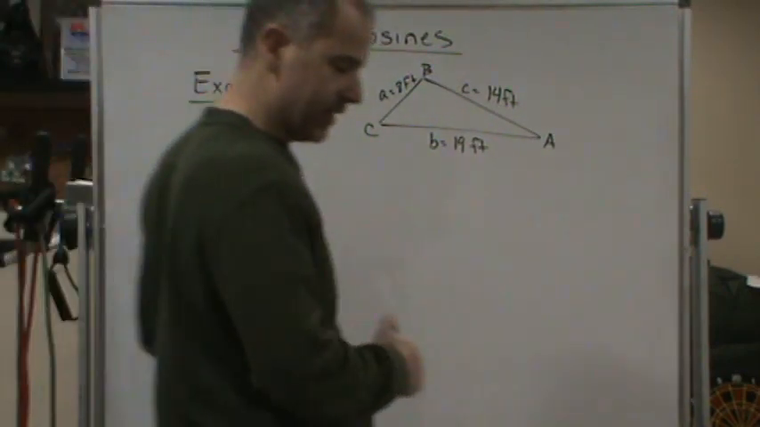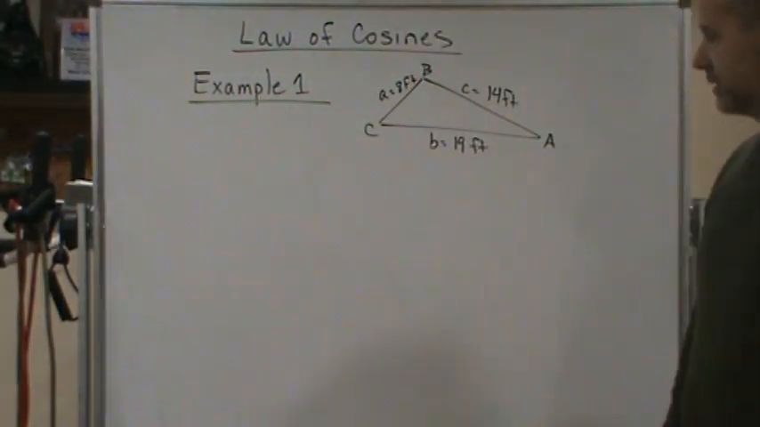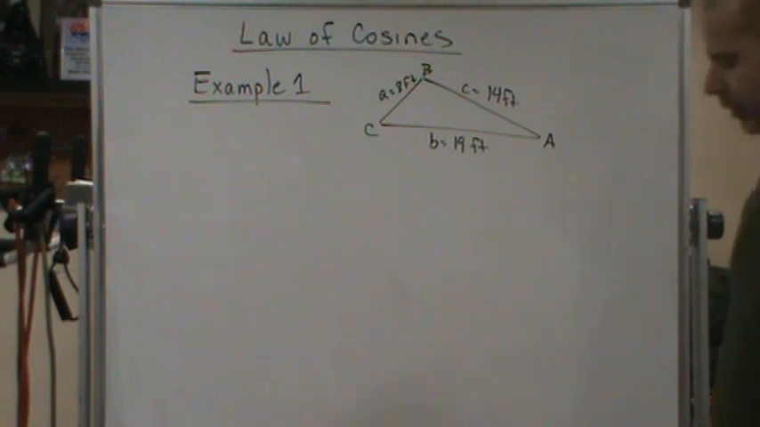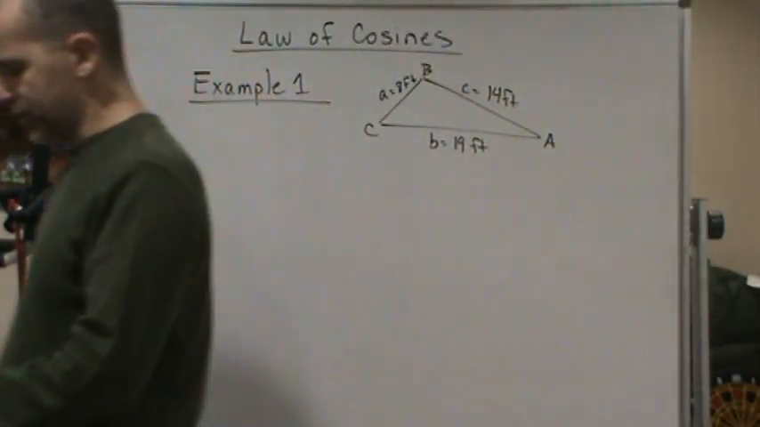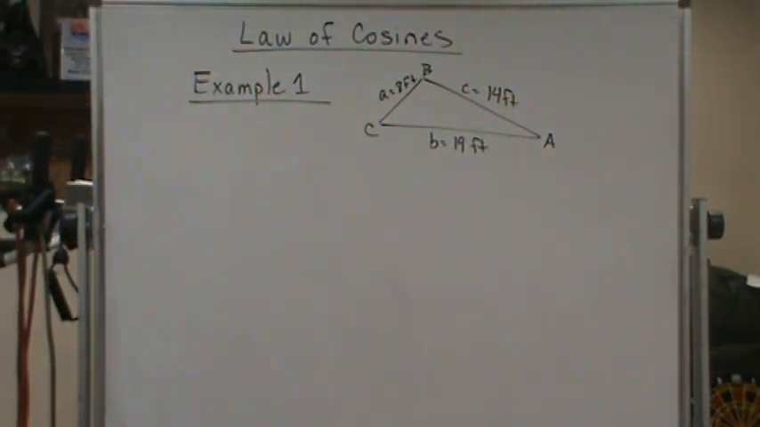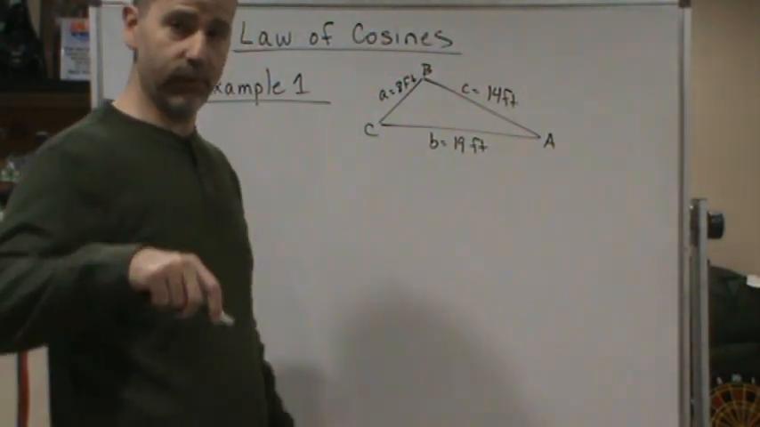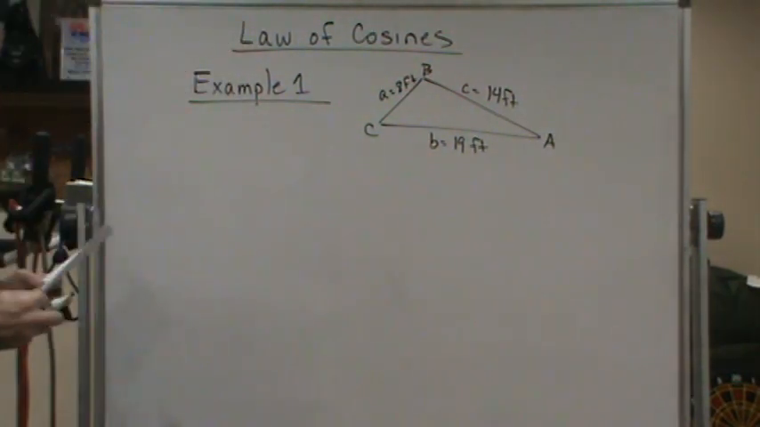All right, so here's example 1. In this case, we're given a triangle with 3 sides, and we know the lengths of all 3 sides. We're going to use the law of cosines to solve for this triangle. So we have to find one of the angles. Since we're going to find one of the angles, we're going to have to use the alternate form for the law of cosines. And it doesn't matter which one we start with.